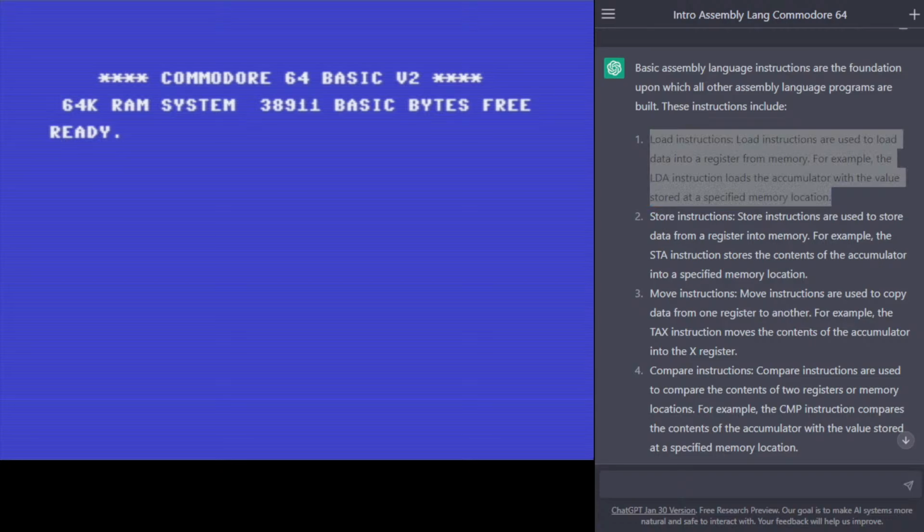Load instructions. Load instructions are used to load data into a register from memory. For example, the LDA instruction loads the accumulator with the value stored at a specified memory location. Okay. So say Mario gets hurt, right? We need to subtract his HP. So we would LDA on the address that stores his health. Then we would perform arithmetic on it while it's still in the accumulator, I believe. And then we would use the next one it's going to be telling us about, the STA, to then store that back into the right memory address.